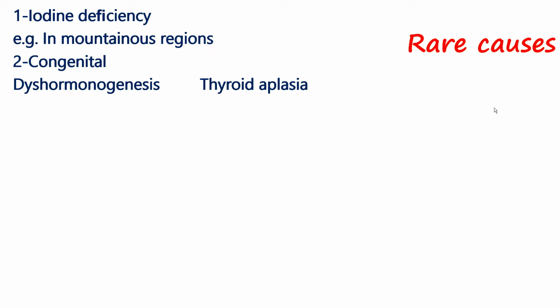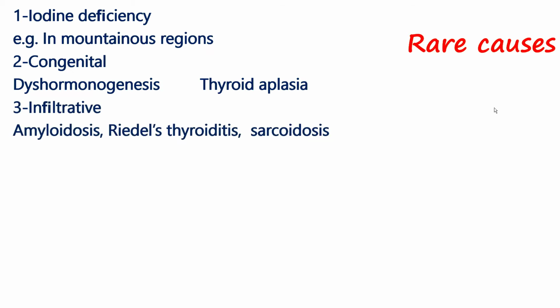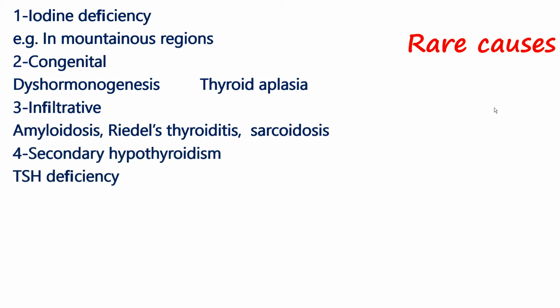The other root cause is infiltrative, like in amyloidosis, inherited thyroiditis, and sarcoidosis. And the last group is secondary hypothyroidism, secondary to pituitary gland failure. As we said, the thyroid gland is under control of the TSH, thyroid stimulating hormone, from the anterior pituitary. If the pituitary gland fails, then there is no TSH and no thyroid function. It will go to hypothyroidism.